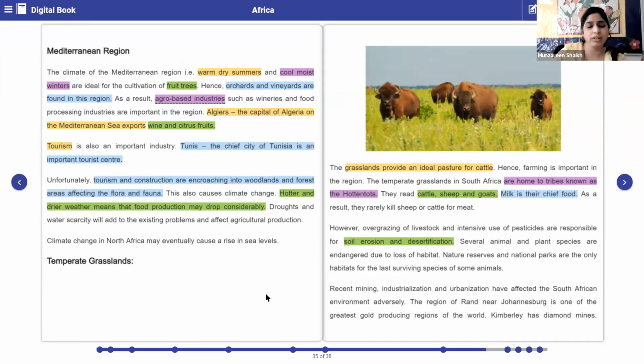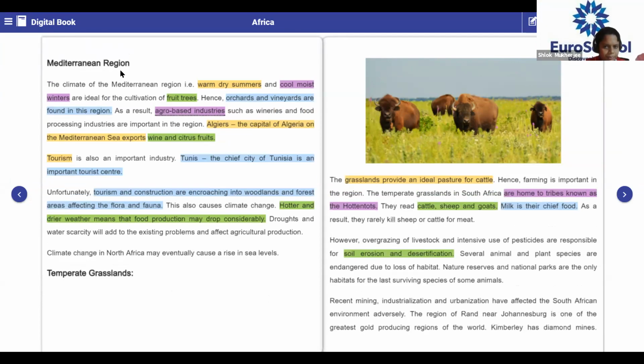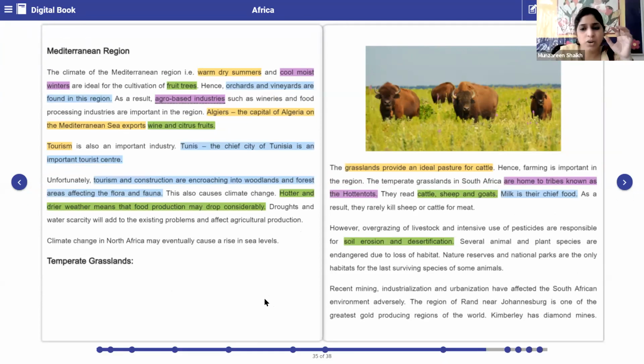But then, we all know that this is ideal for pasture, it is ideal for cattle, it is helping in farming and all. But then again, if there is overgrazing, that is affecting, and the use of pesticides. You know what are pesticides? Chemicals, ma'am, used in the production. So because of all these pesticides, what is happening? There is a lot of soil erosion and desertification. Okay, please underline, because of lots of use of insecticides and pesticides, it has resulted in soil erosion and desertification.